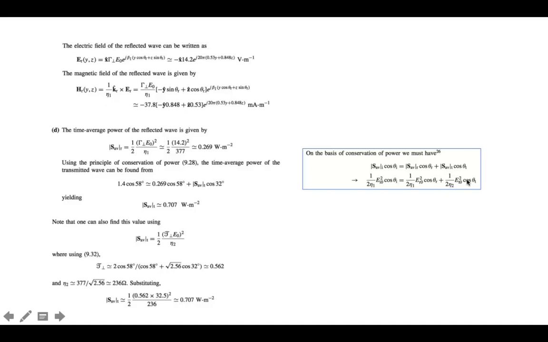If you don't want to do that, then you can use this expression directly. So both of those are shown here. So this is conservation of power, showing the equations on the box to the right. This is found using the transmission coefficient and the electric field. So either way will work.